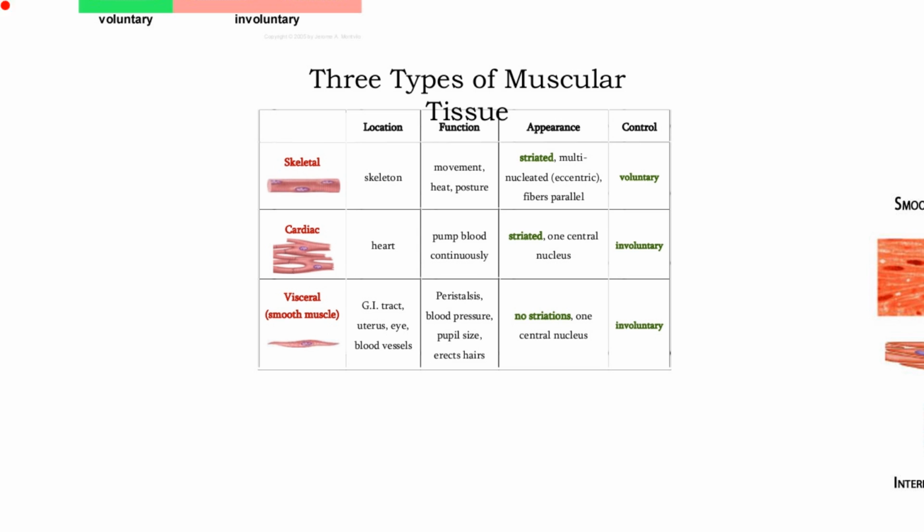So anyway, then its appearance. Okay, does it have one nucleus or more than one? Skeletal muscle, the muscle cells have more than one nucleus. That's interesting. And then, of course, like the control. So that's a good little table to end with this little part.